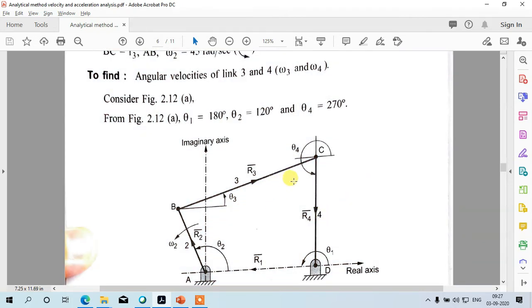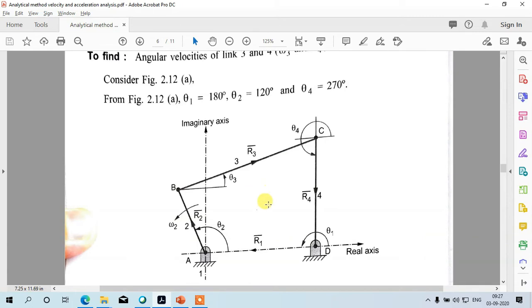So for this mechanism we will write the vector loop equation. We have to write the vector loop equation in such a way that we add these vectors.